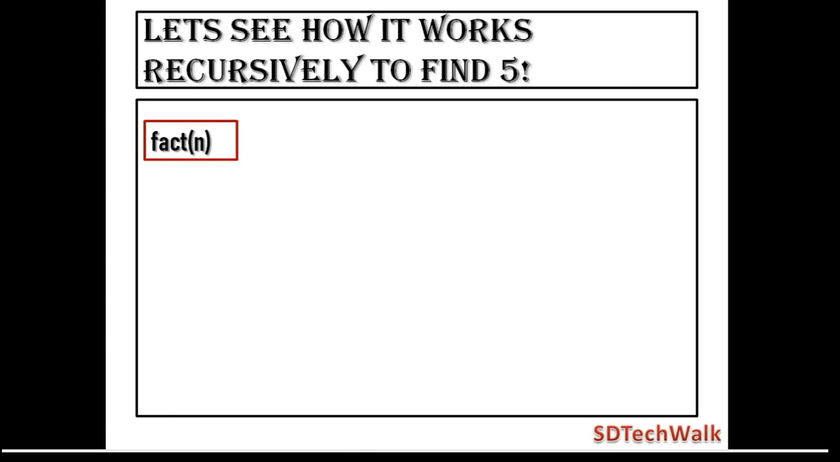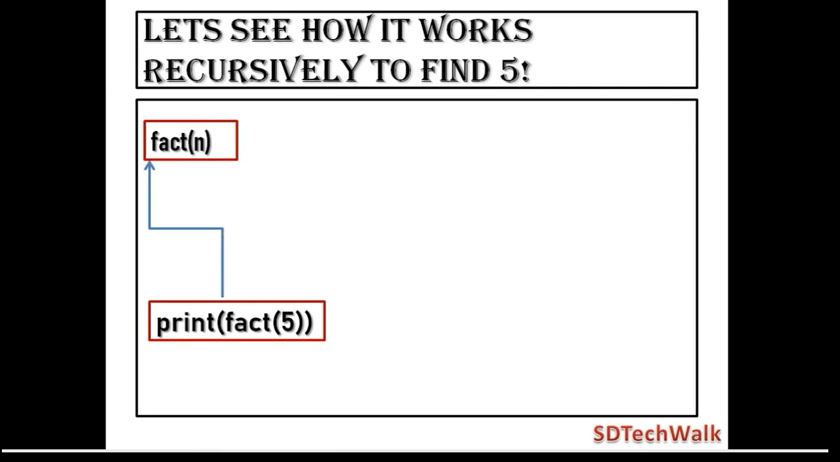First we have to write a function which will calculate the factorial of the given number, and that fact function is being called by passing the value 5. So now this function is called with n equal to 5. How it works recursively is, it has to calculate 5 into 4 factorial. How do I find 4 factorial?